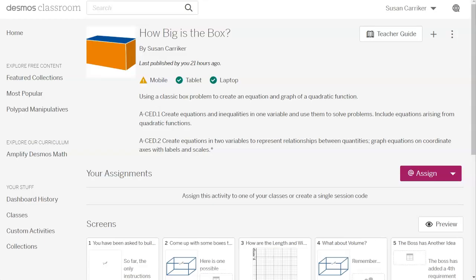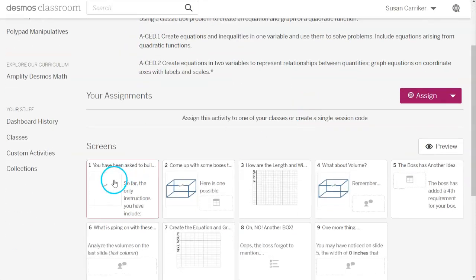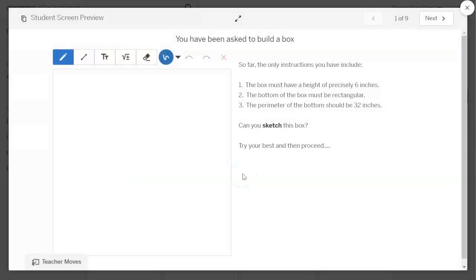So in the Desmos activity, you can expect to spend about a third to half of your time. So let's go ahead and start on screen 1. The first thing they're going to do is just sketch it. You have been given these 3 instructions to build a box. The box must have a height of precisely 6 inches. The bottom of the box must be a rectangle, and the perimeter of the bottom must be 32 inches. Can you sketch it? And so they're going to sketch this box.